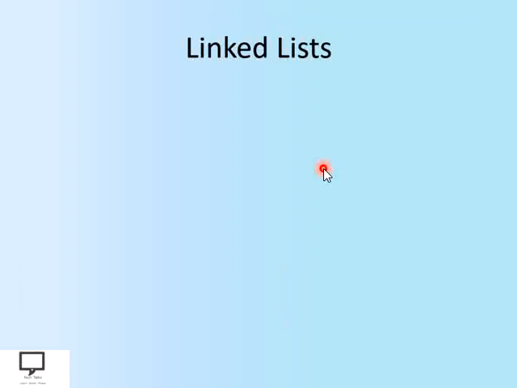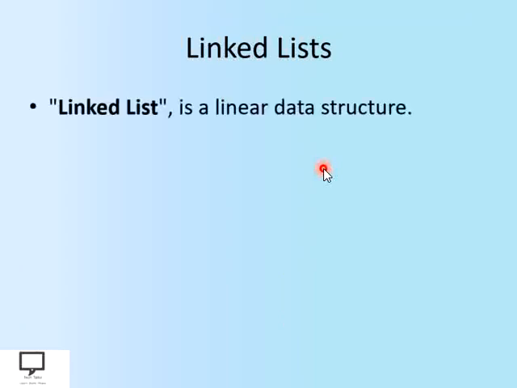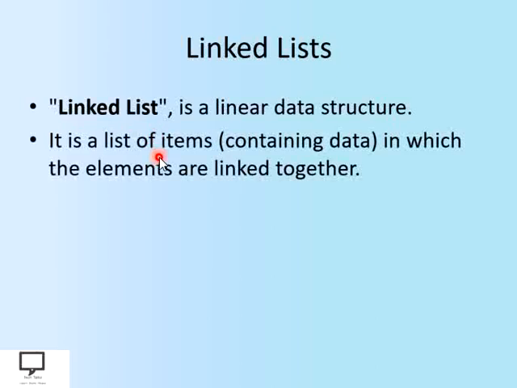What is a linked list? A linked list is nothing but a linear data structure, as I explained previously. The only thing is that it is a linked, organized linear data structure, and that's why the name is given linked list. It is a list of items which contain data, in which all the elements are linked together, because its name only suggests that it is a list which is linked with each other.